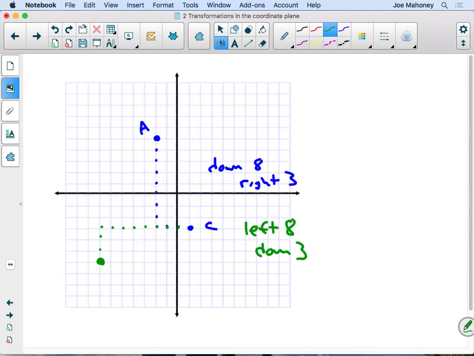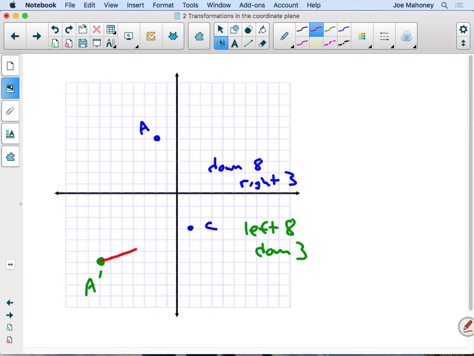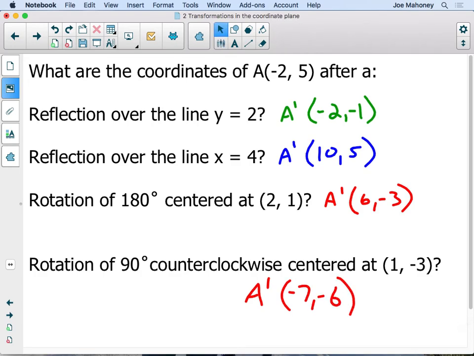So if you think about this point right here, I'm going to call that my point A prime. And again, this idea of an isosceles right triangle comes up. So let's take a look. Does it look like those two distances are the same? And does it look like I have a 90-degree angle at C? That's how I do my 90-degree rotation. So A prime, let's see, that looks like it's the point -7, -6. So this A prime's at -7, -6.